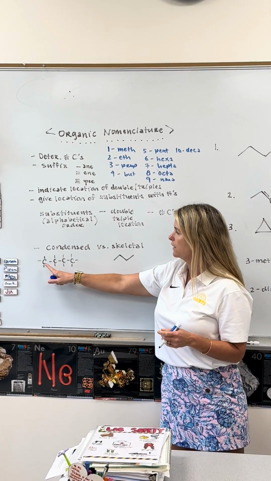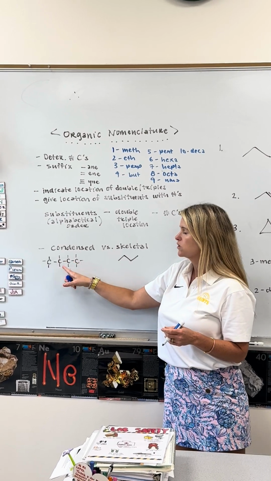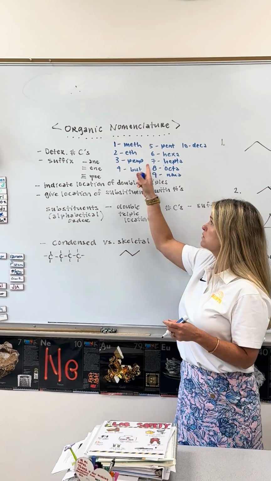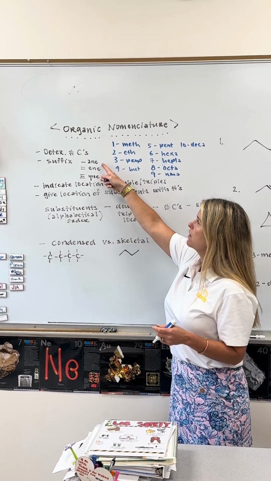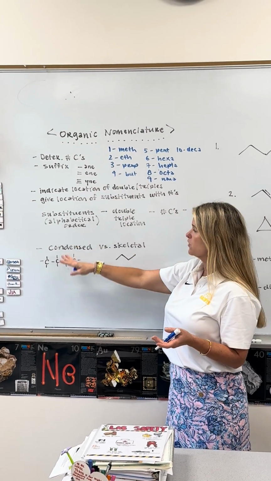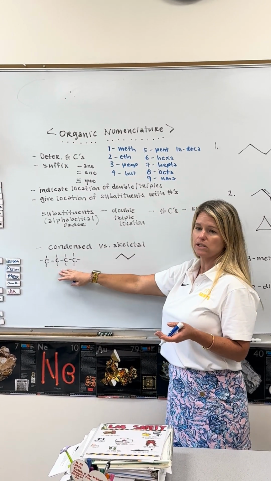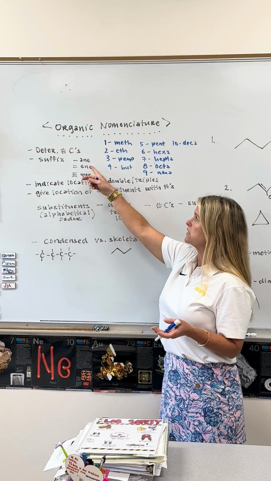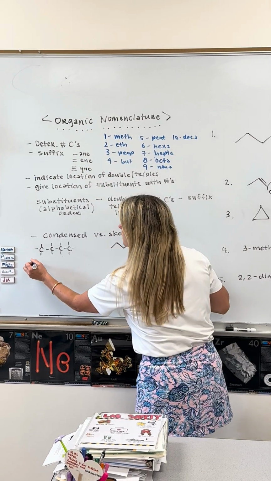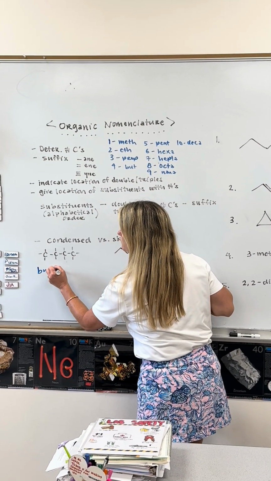So if I'm looking at this guy down here, I have 1, 2, 3, 4. So the prefix is going to be but, because 4 is but here. And then we have to look at the suffix of the name. So that depends on if there's any double or triple bonds. So you can see this thing is all singles. So my suffix here is going to be ane. So this thing right here is just going to be called butane.